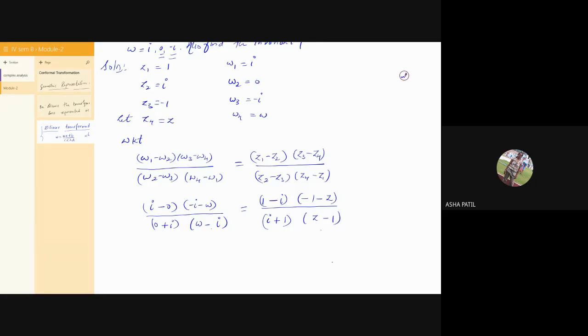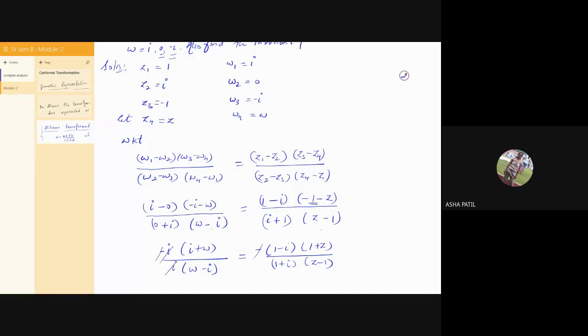Okay. So what we have here, I minus 0 is I. I'll take this minus outside and write it as I plus W divided by, again you have I, and the denominator is W minus I. It is equal to, I take again this minus outside, 1 minus I, 1 plus Z, taking minus outside from the second term, 1 plus I plus 1 is there, I have written 1 plus I. Then Z minus 1. Minus cancels, and here I also cancels.